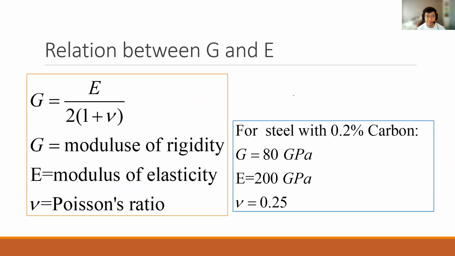Okay, so we have now the relationship between the G and the E. So G again is the modulus of rigidity, and E is the modulus of elasticity. So Poisson's ratio is the nu, the V variable. So modulus of rigidity is equal to E divided by 2 times 1 plus the nu, the Poisson's ratio. So for steel with 0.2% carbon, usually the G is 80 gigapascal and the E is 200 gigapascal, with the nu of 0.25.